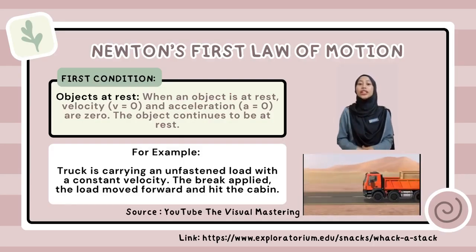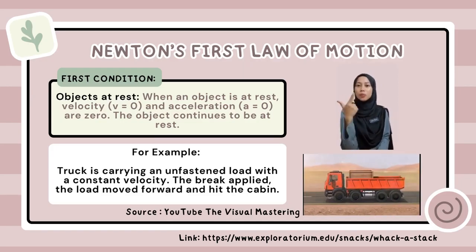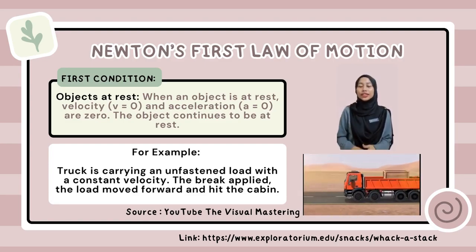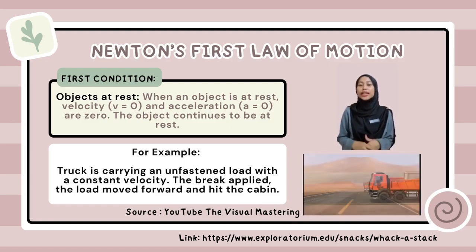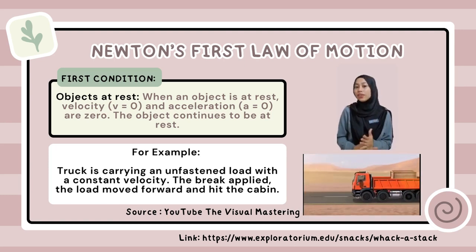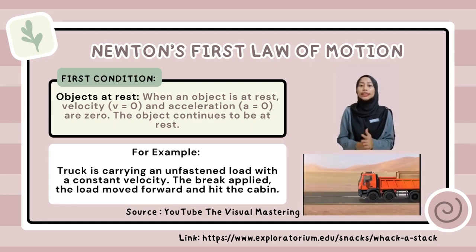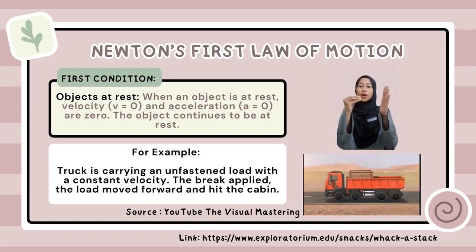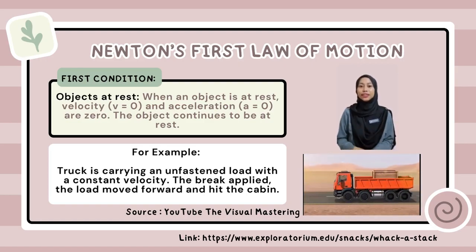There are two conditions the first law of motion depends on. First condition, object at rest. Second condition, object in motion. Now let's take a look. First condition, object at rest. When an object is at rest, the velocity v equals 0 and the acceleration a equals 0. Therefore, the object continues to be at rest, static. For example, a truck is carrying an unfastened load with a constant velocity. The load is at rest, then the truck suddenly stops and the load moves forward and hits the cabin. This is because the load is trying to retain its state.